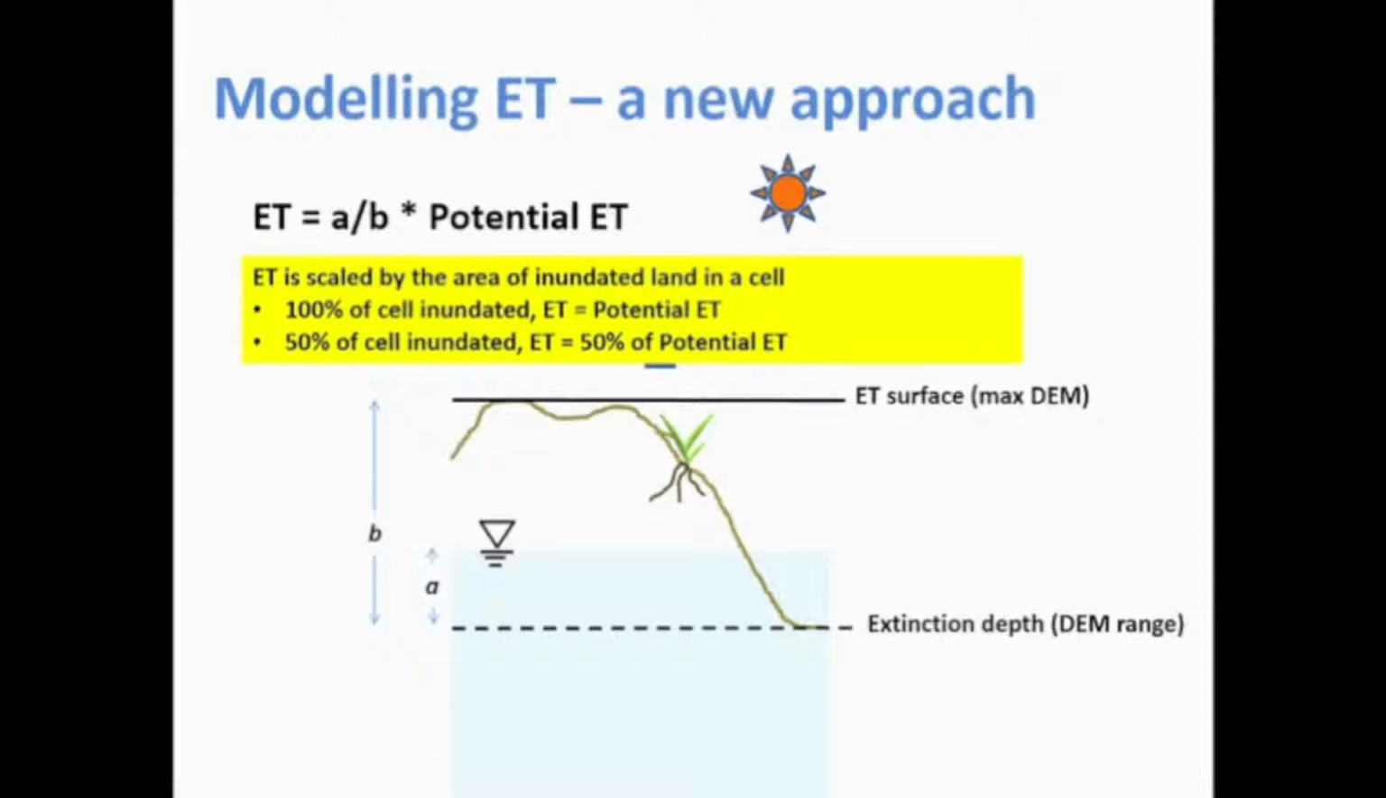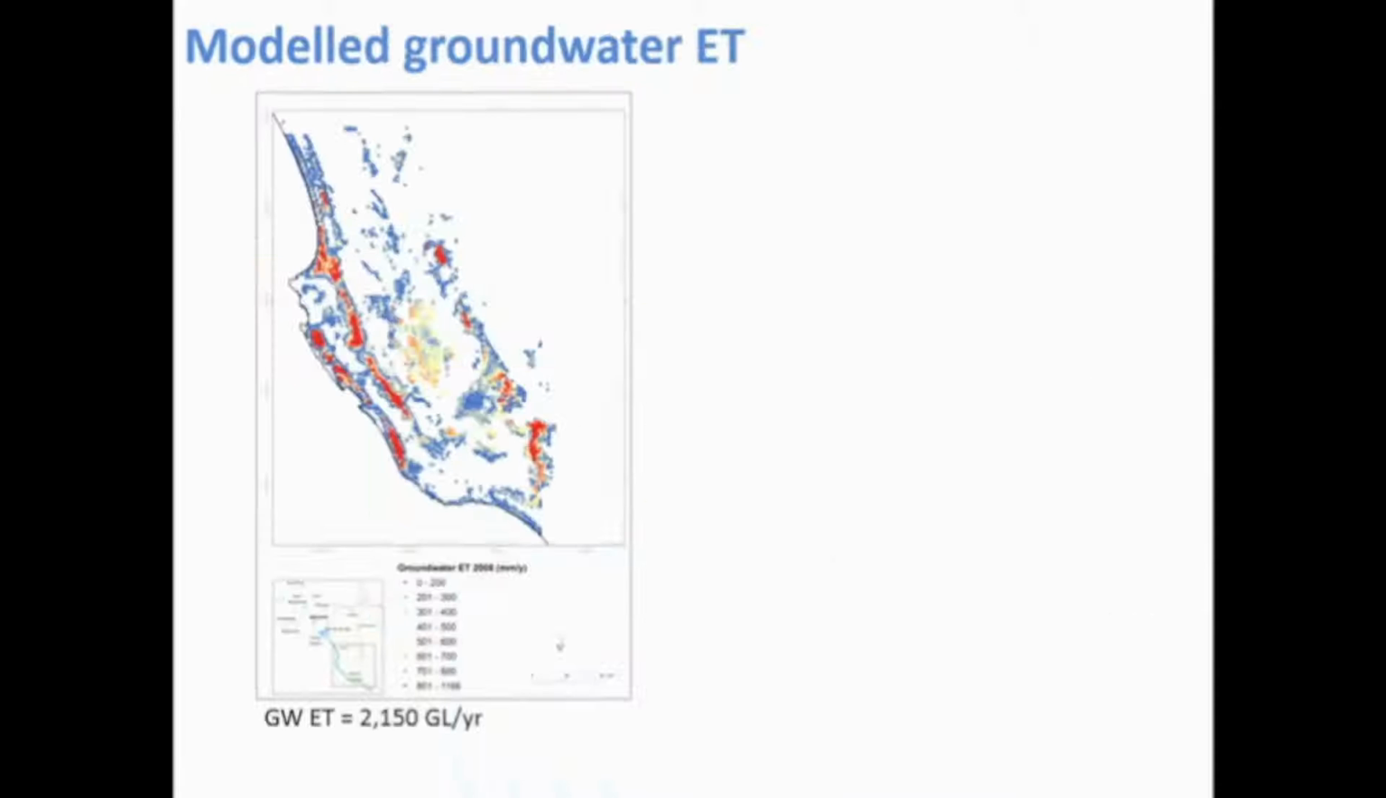However, in forestry areas, we know that the roots go down deeper, so we've modified the extinction depth to account for that. So the resulting modelled groundwater ET for 2008 is shown here. The areas that are white indicate that there's no groundwater ET. Blue areas, the ET is quite small, and red, it's large.